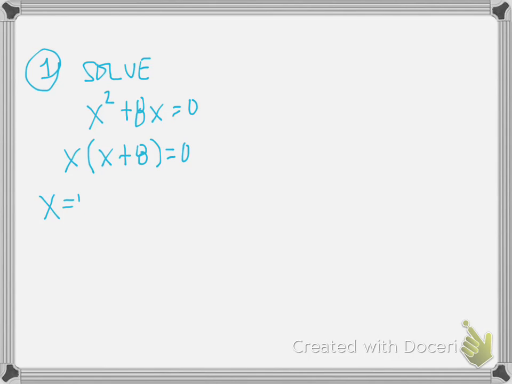So if you wanted to solve here, make sure it's equal to 0. You can factor out an x, and then you set both of your factors equal to 0. So x will be equal to 0, and x plus 8 will be equal to 0. So these are the two values where it's going to cross the x-axis, at 0 and at negative 8.